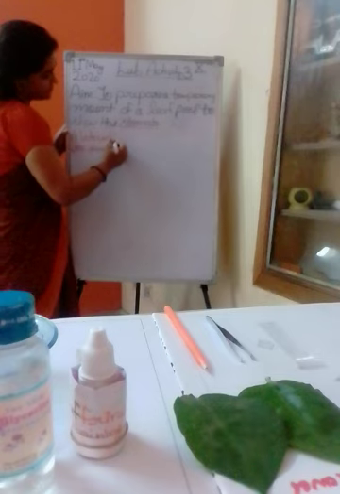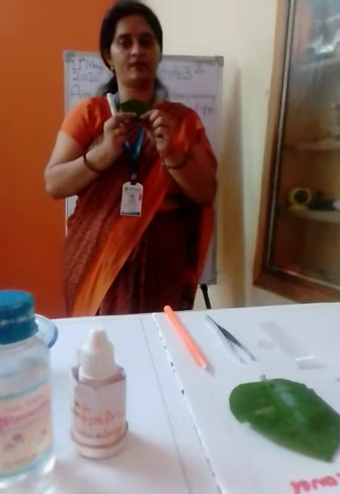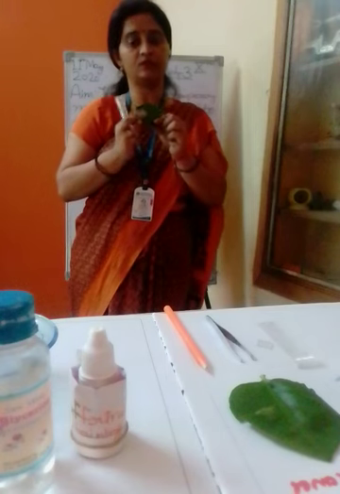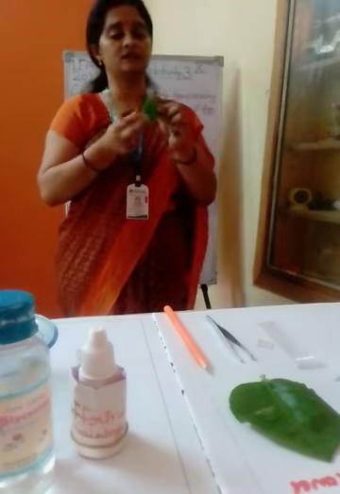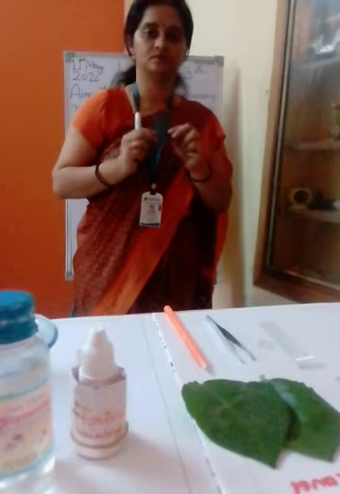What is the material required for this practical? Okay, now first of all we will take a Bryophyllum leaf. Understand that? It means the thick leaf. Now you can easily peel the leaf. Okay, now that is the blotting paper.